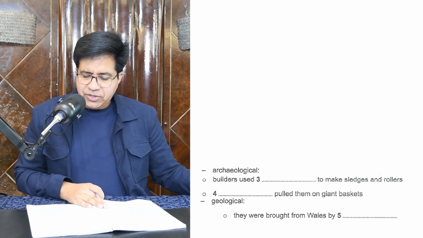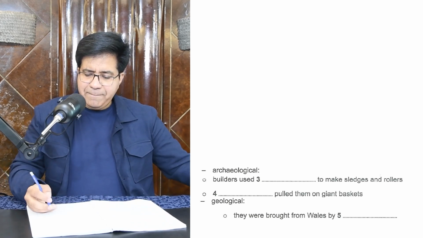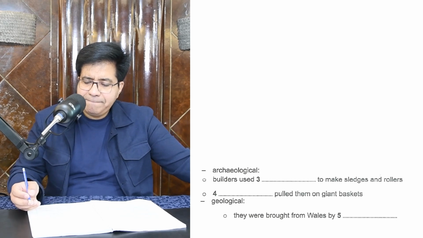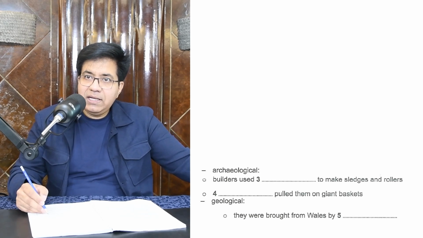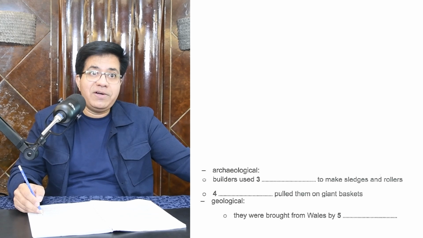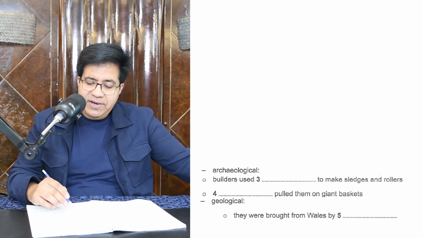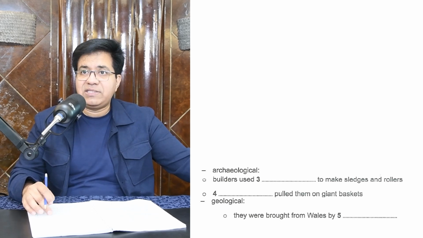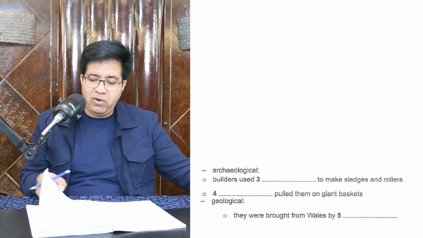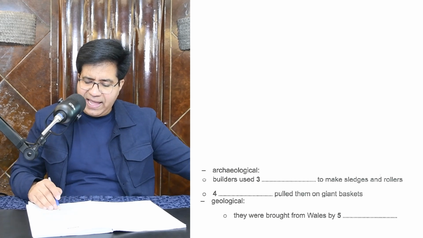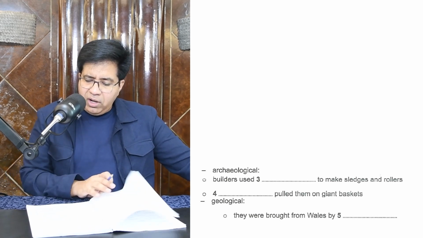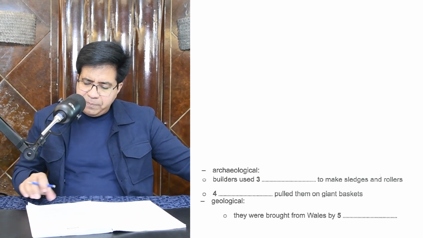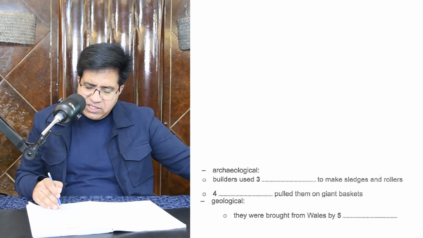Okay, next, dash pulled them. Now what do they mean by them? Sledges and rollers, exactly. So dash pulled sledges and rollers on giant baskets. Now what pulled? Human or some animals or anything like that? Let's go on. You need to look for the word giant baskets. Can you see that? Giant baskets.